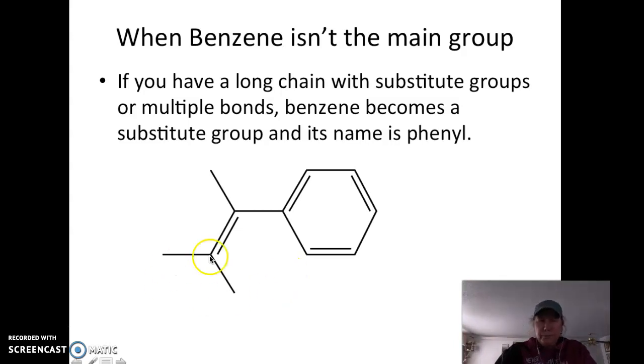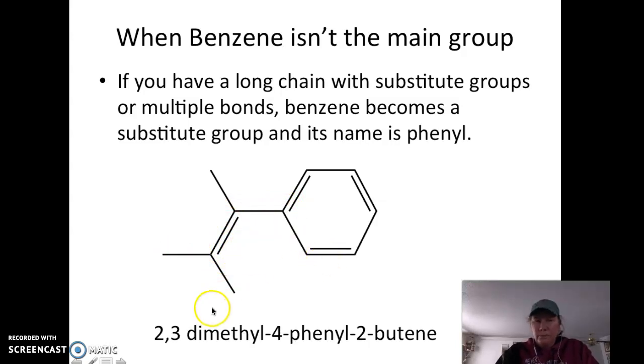So here we have our chain and we got a double bond in there. So this becomes the main group right here. We have 1, 2, 3, 4. Okay. And we have a double bond on the second one. So that would be 2-butene. Okay. And then to name these guys, on the second and the third, we have methyl groups. And then this is a phenyl group. Okay. And again, the double bond gets the precedence for having the smaller number. So this is actually a 4.